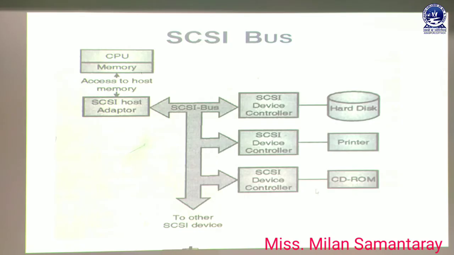So in the computer system we can also use multiple SCSI device controllers, but in a single SCSI bus, as you can see here, multiple devices can be connected or can transmit data by using a single SCSI bus. And some other devices can also be connected, and the device range is up to 8 to 16.